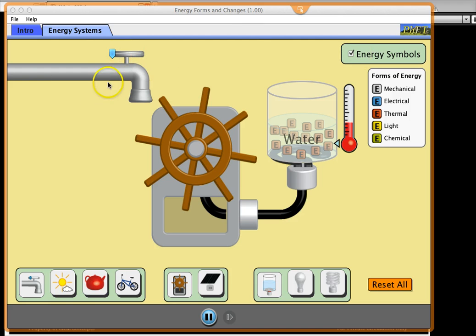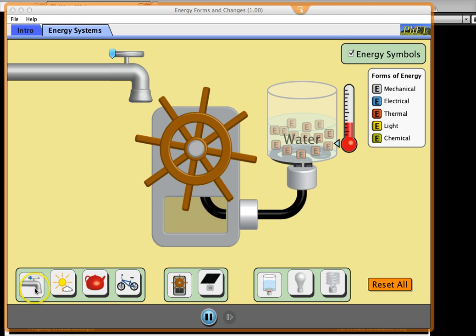We have an energy source, and in this case it's the falling water. We have the energy converter somewhere in the middle. It converts one form of energy to the other. And finally there's the energy destination, which is where the energy lands up. Alright? This set of four at the bottom are four different energy sources.